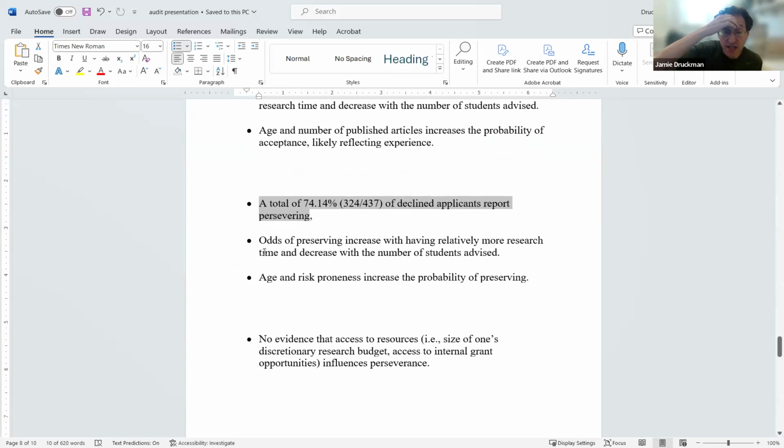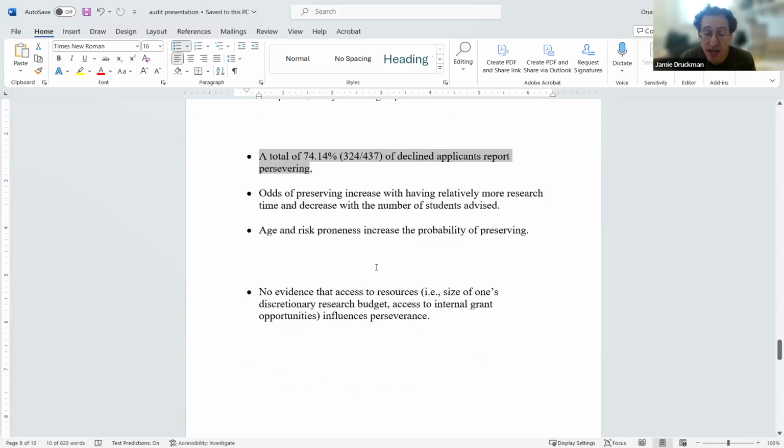Interestingly, we didn't find any evidence that resources affected perseverance. So size of research budget and access to internal grants were unrelated to persevering. That probably largely reflects that most of the platforms that the data ended up being collected on were labor markets, which can be done fairly cheaply, is what we suspect.